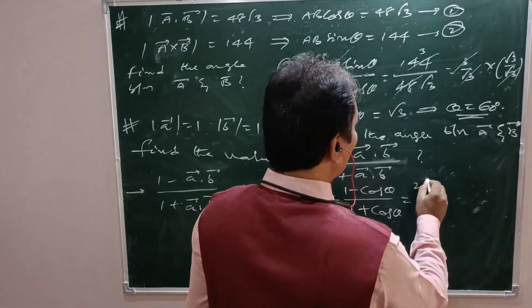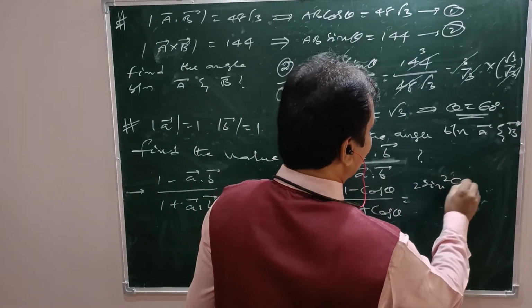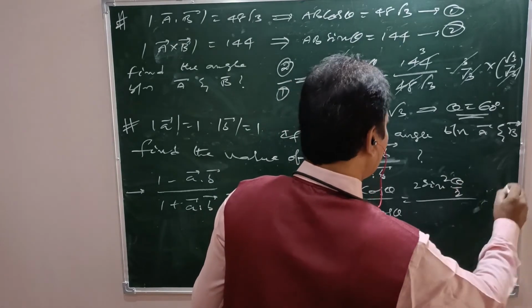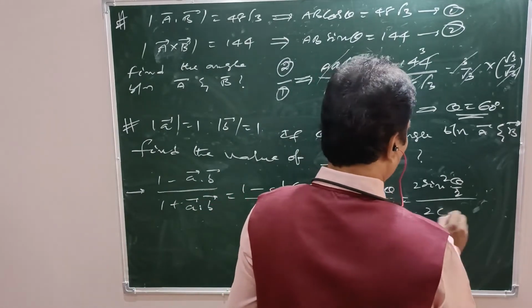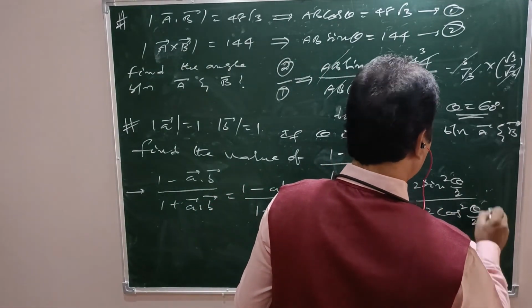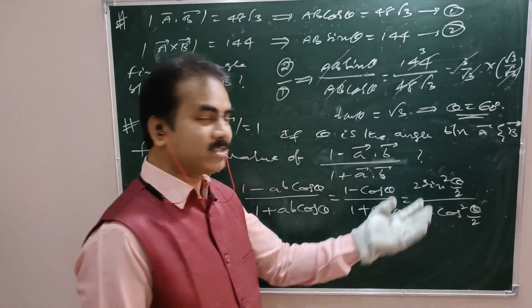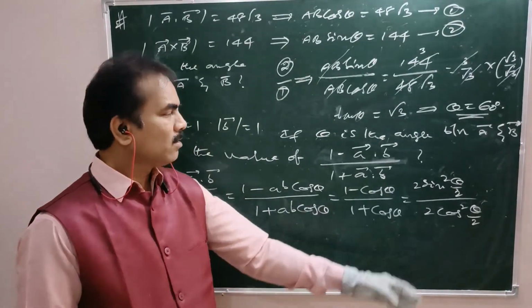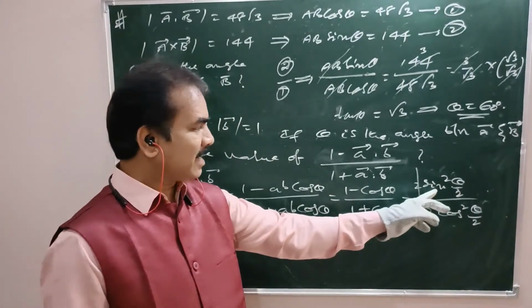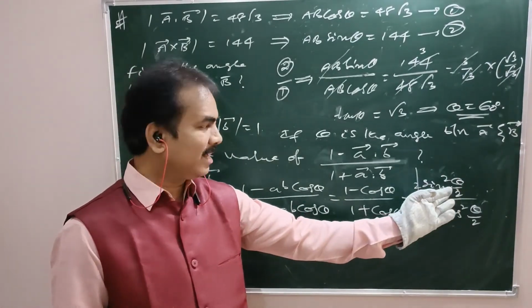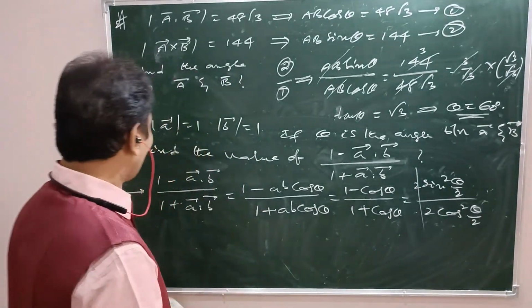Right? 1 minus cos theta means 2 sin square theta by 2, divided by 1 plus cos theta, 2 cos square theta by 2. These two are results. The 2 gets cancelled. We are left with sin theta by 2 by cos theta by 2 whole square, that is tan square theta by 2. So what is the result?